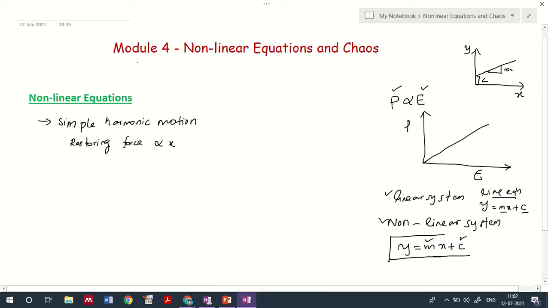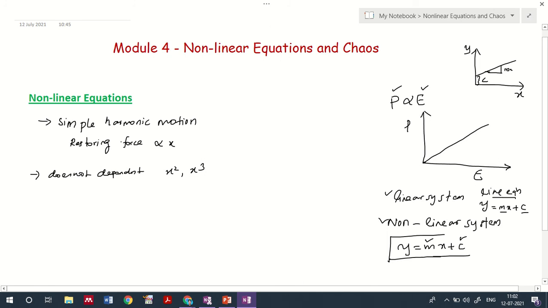Let me come back to our first example, simple harmonic motion, where we have a restoring force which is proportional to what? It is proportional to x. And we can say that it does not depend on x square or x cube.